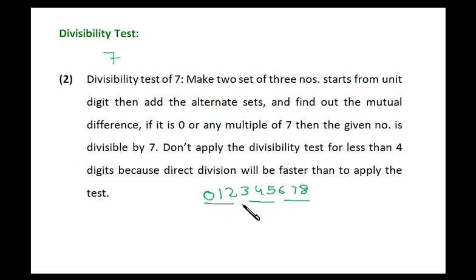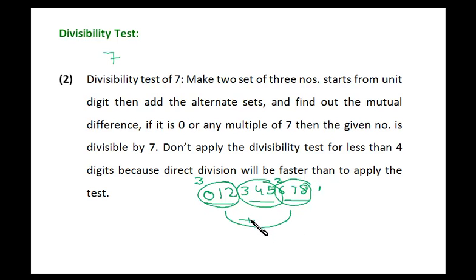So we have 3 sets of 3-digit numbers over here. Okay, but we have to start from the unit place. Okay, so 876, that is 1 set. 345, that's the second set, and 012, that's the third set. Always remember to start from the units place. Then add the alternate sets, which means that we have to add these both sets.